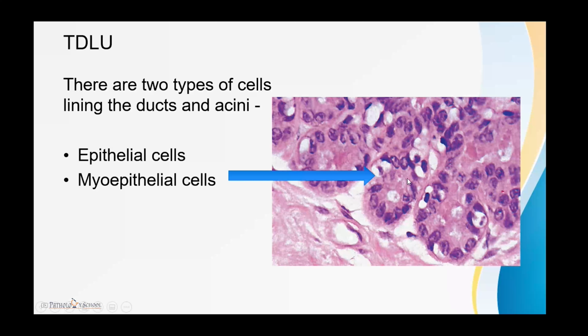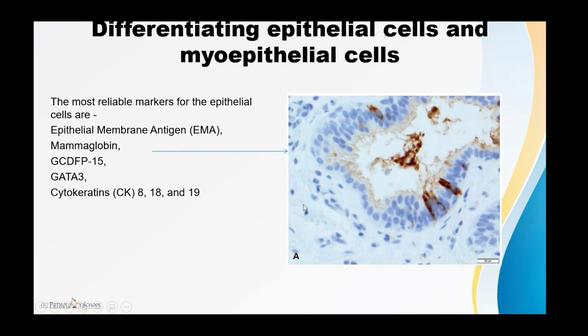On high power, we see that in the terminal duct lobular unit, the acini are lined by two types of cells, the epithelial cells and the myoepithelial cells, which characteristically show large clear spaces. In the specimens that we receive, it is very important that these two cell types are sought for. These two cell types, if present together, signify that the tumor is of benign origin.